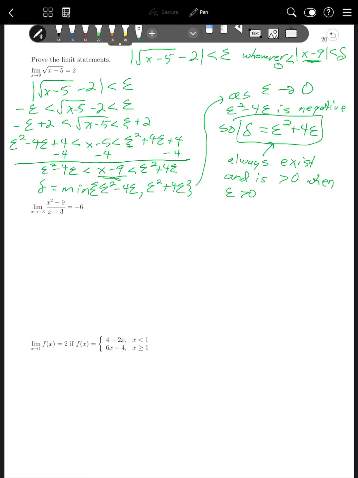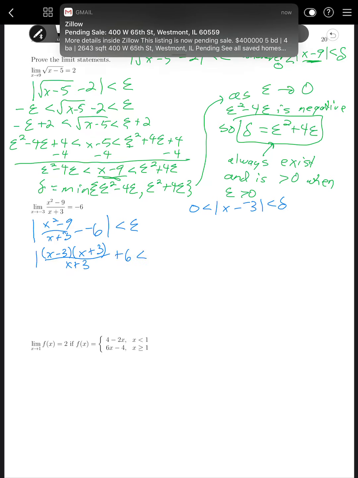So the second one, we start out the exact same way. Okay? So this will be the absolute value of x squared minus 9 over x plus 3 minus negative 6 is less than epsilon. And in this case, we're looking for 0 is less than the absolute value of x minus negative 3 is less than delta. Okay? So the first thing you want to start out with here is you want to factor, to try and simplify this. So this will be the absolute value of x minus 3 times x plus 3 over x plus 3 plus 6 is less than epsilon.